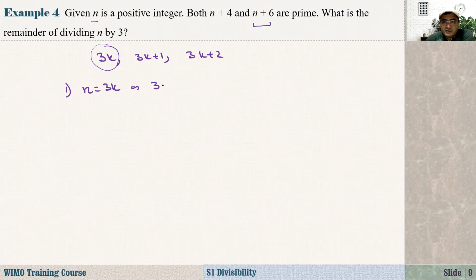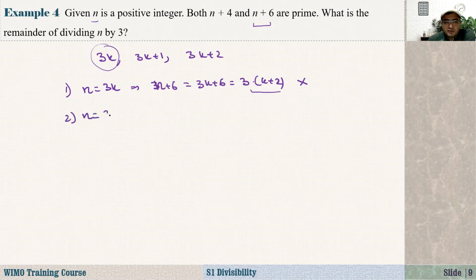So now n plus 6 is equal to, what is n? It is 3k plus 6, that's equal to 3 times k plus 2, which means that this number is divisible by 3, so that's not prime. So now it cannot be, right? It cannot belong to this group. And how about if it belongs to the second group, for example?